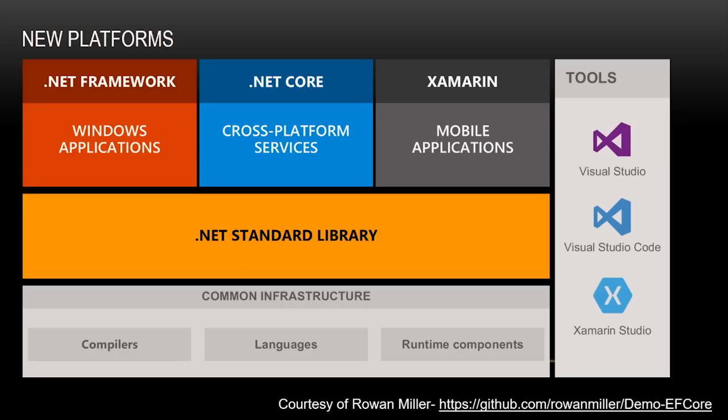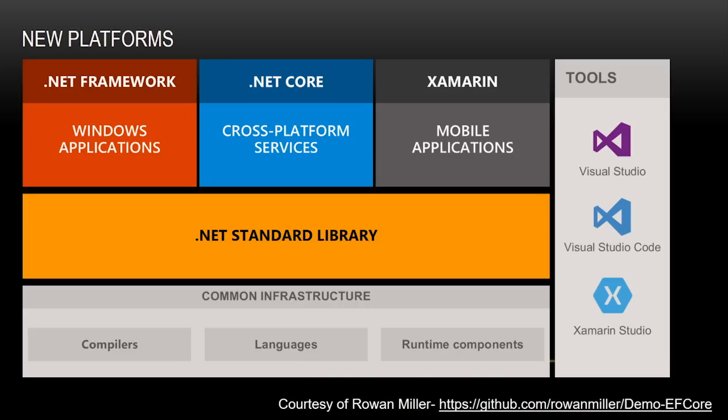No talk would be complete without the birthday cake architecture diagram. So we have one here. You've probably seen this a million times. You'll see it again. We've got the infrastructure libraries across the bottom, the .NET standard library in the middle, and then the different frameworks across the top and the tooling on the right.